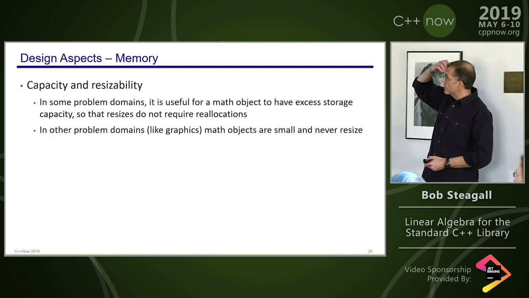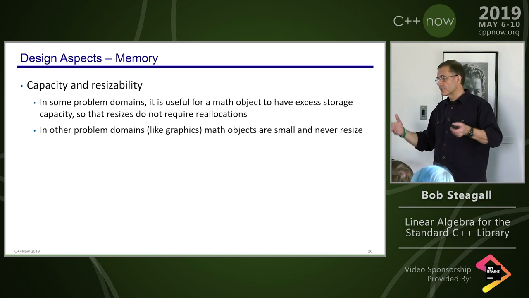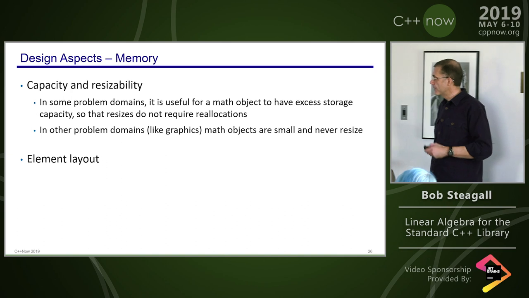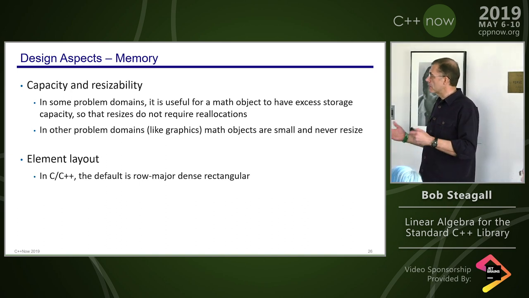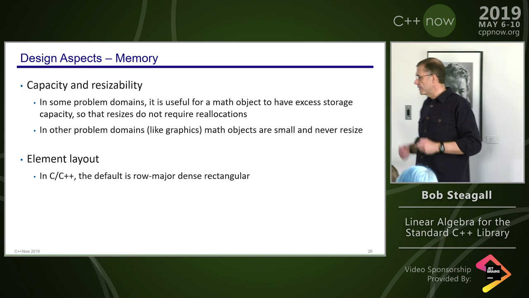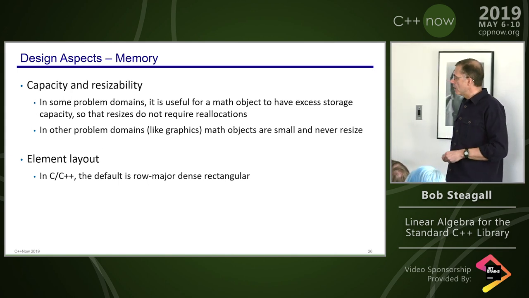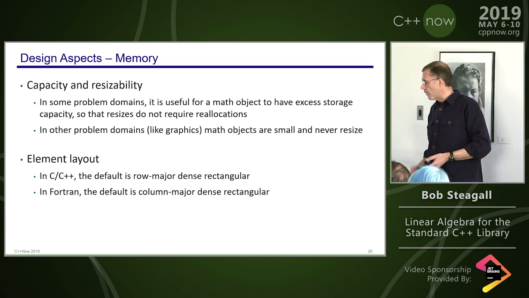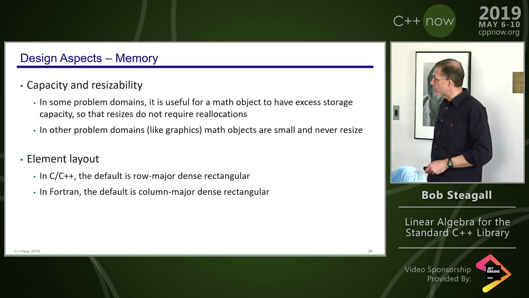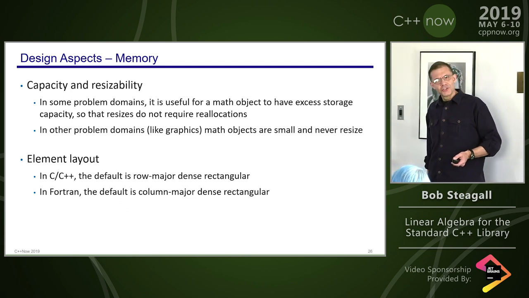So as I just mentioned, in other problem domains, like graphics, math objects are small, they're fixed size, they never need to be resized. Element layout's another consideration. In C and C++, the default for arrays, which you might use to represent a matrix, is row major, dense, and rectangular. In Fortran, the default, at least many years ago when I did Fortran, was column major. I don't know if that's changed.